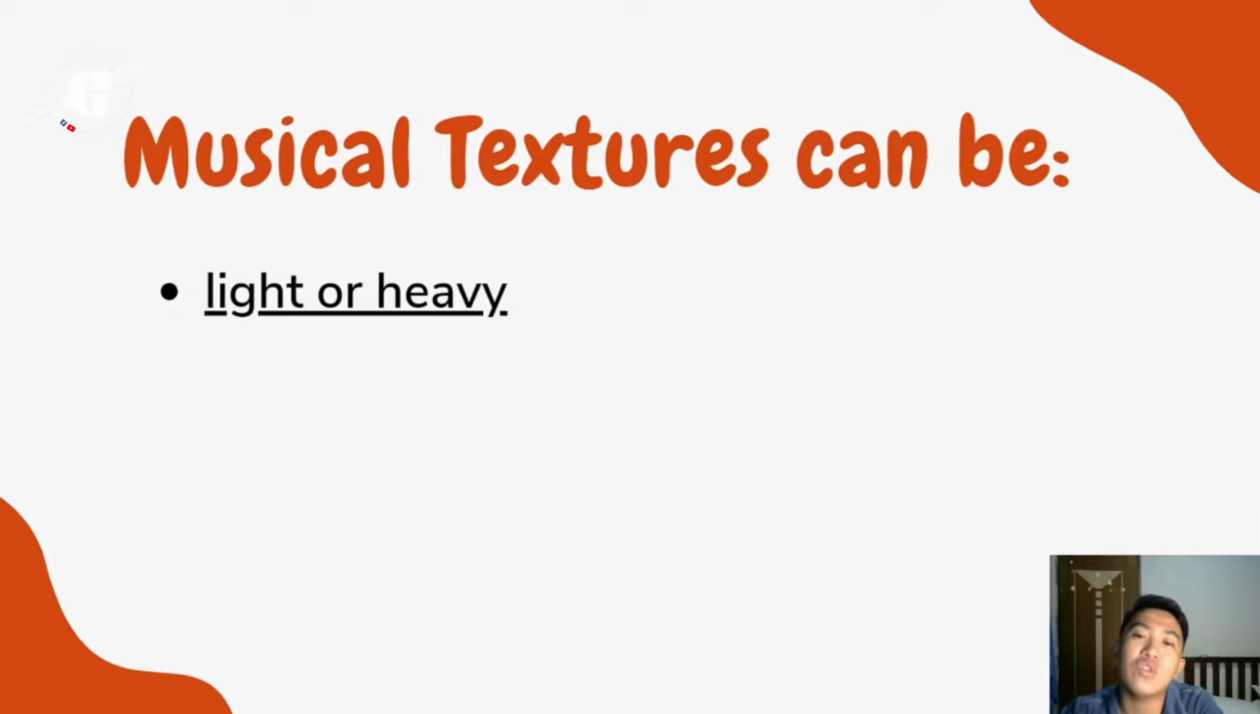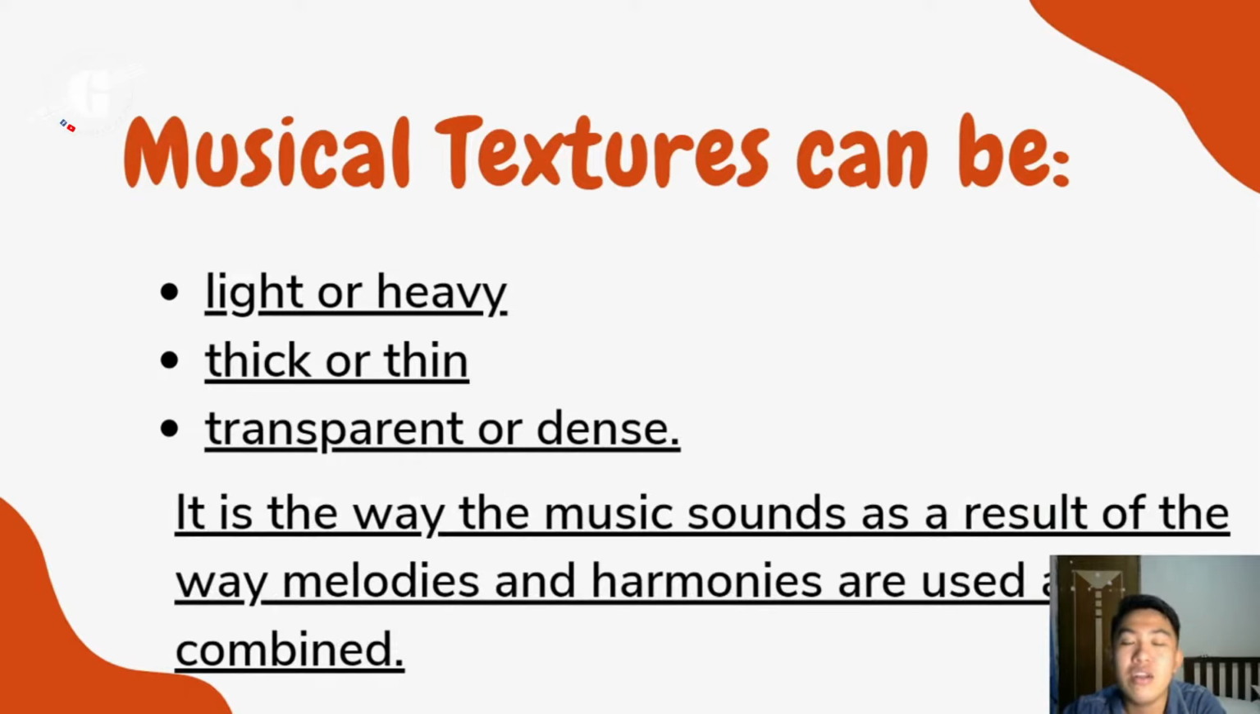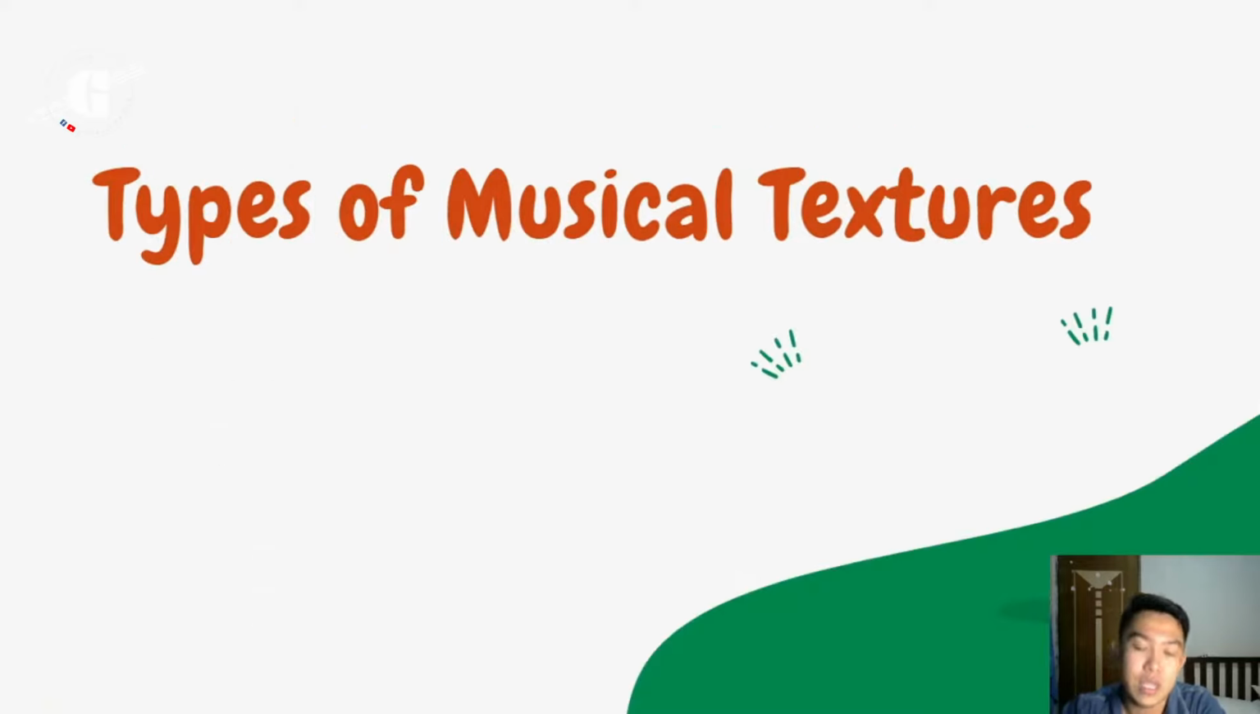Okay, musical texture can be light or heavy, magaan or mabigat, thick or thin, makapal o kaya naman ay manipis, transparent or dense, and also it is the way the music sounds as a result of the way melodies and harmonies are used and combined. So kapag sinabi nating texture, ito yung resulta ng pagkokombina at paggamit natin ng iba't ibang melodiya at harmony sa isang awitin.